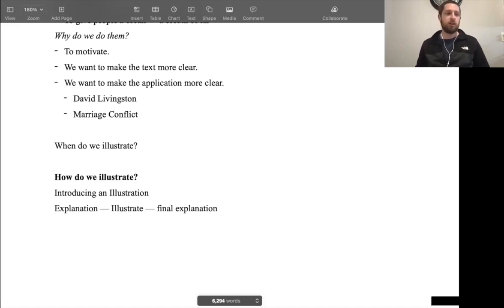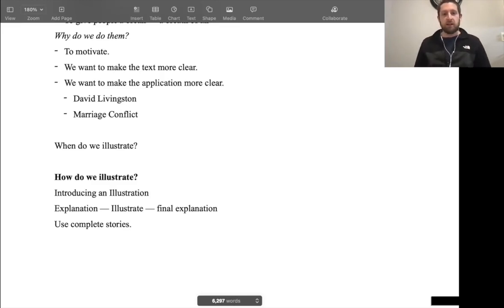So it's helpful to explain, illustrate, explain, or apply, illustrate, apply. It's helpful to sandwich it so your point is a little bit easier to understand. Now, on that, it's helpful to use complete stories.